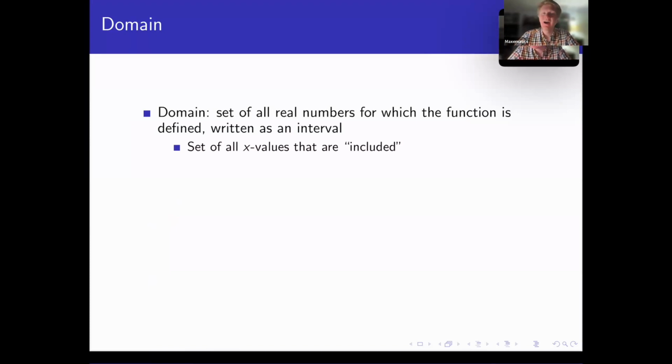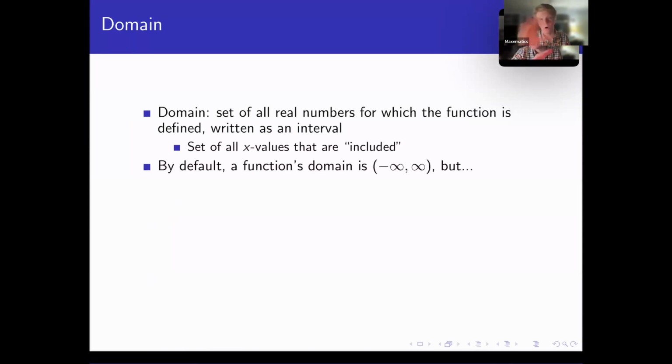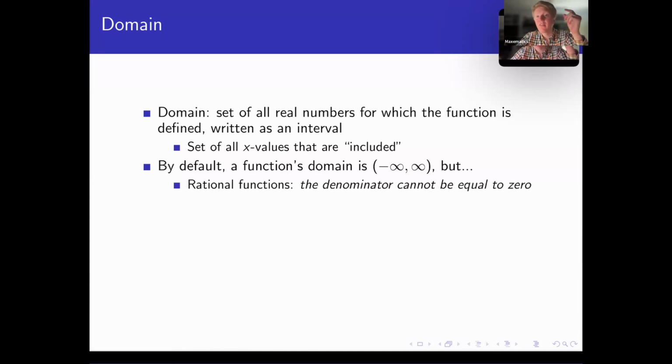Okay, what I mean by that is take the set of x values that when you plug it in, you get something normal back. You don't get like 2 over 0 or square root of negative 3. So by default, a function's domain is negative infinity to infinity, or all real numbers. However, we have some red flags that we need to bring up when they happen. First one is for rational functions. Rational functions are just functions with a denominator. And in that case, well, think about what causes problems when we're in a denominator. We can't divide by 0. So in rational functions, the denominator cannot be equal to 0.